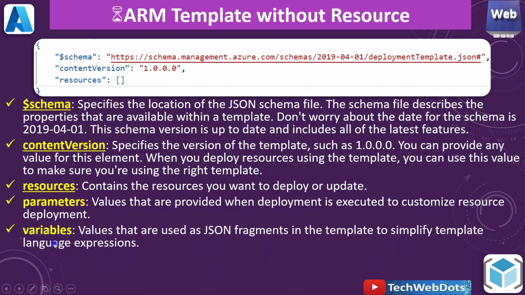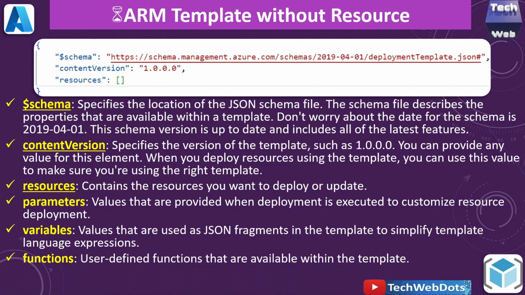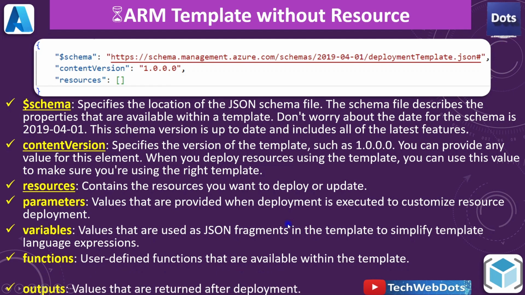And there is one more, which is variable, in that values that are used as JSON fragments in the template to simplify the template language and expression. Don't worry, I will show you in a practical manner through my Visual Studio Code. Okay, just wait for some time. And the last one is functions. You can create your own user-defined functions, or you can use the inbuilt ones that are available within the template.